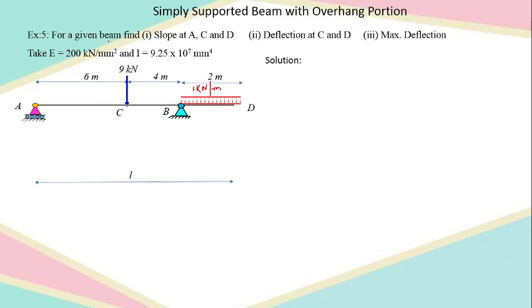As far as the objective, we have to find out the slope at A, C and D, and also the deflection at C and D, and the third objective is to find out the maximum deflection. So whatever quantities we can have in this particular problem, all are to be worked out by the Macaulay's method.